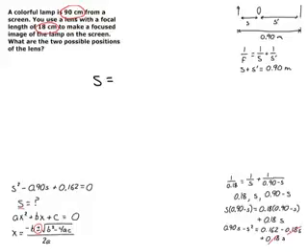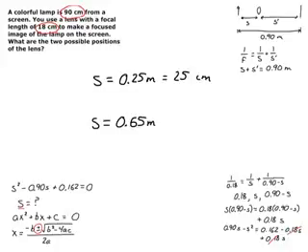The first one is s = 0.25 meters, or 25 centimeters. The second one we find is s = 0.65 meters, or 65 centimeters.